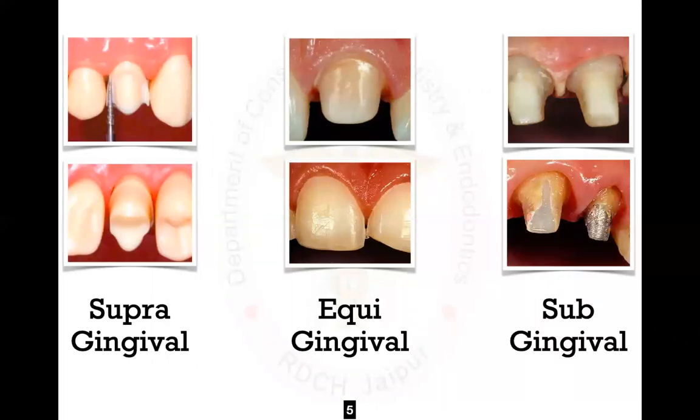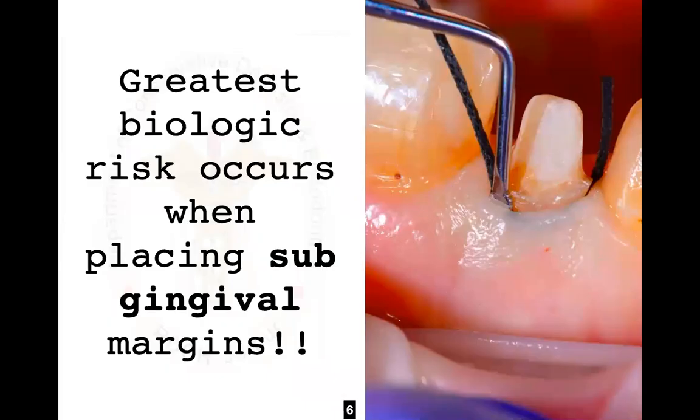This is exactly what I've been talking about for the past 5 minutes. Supragingival, as you can see in the first image. Equigingival, the margins are placed just at the equal level of the gingiva, in the diagram in the middle. The last one is subgingival. You have to place the margin below the gingival crest, right? So let's talk about the subgingival margin. The greatest biologic risks occur when we place the subgingival margin.